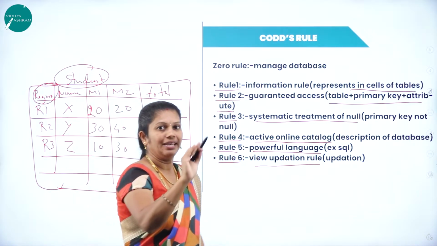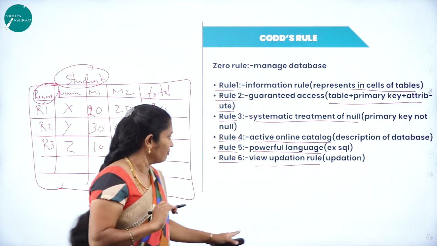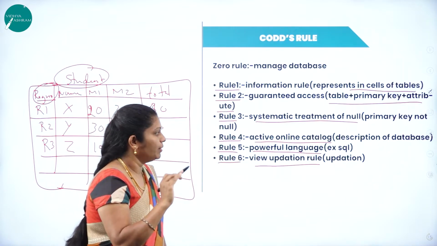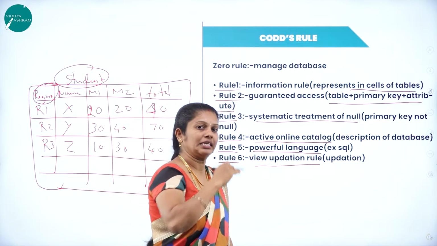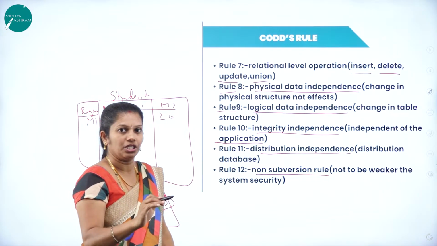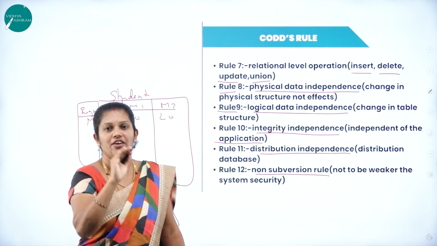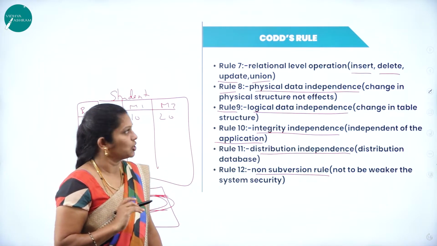Rule 5, powerful languages. To store, create and manage the data, we need a powerful language. Then rule 6, view updation rule: whatever transaction we have done has to be updated immediately. Then rule 7, relational level operation. It must support insertion, creation, updation, modification, everything. All the operations have to be supported.